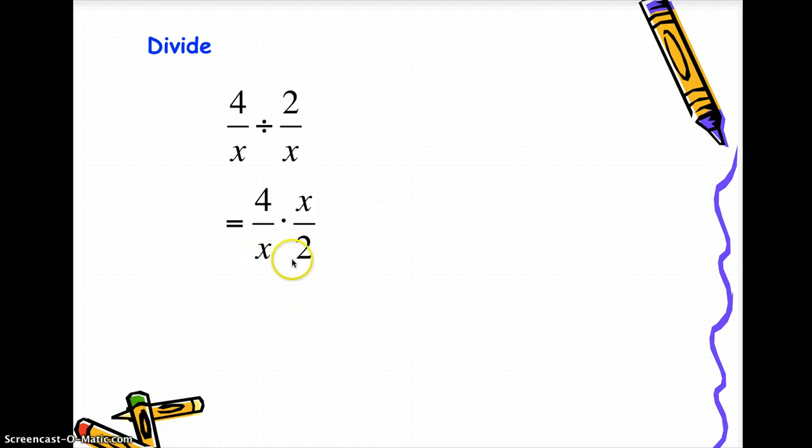Now let's multiply across, and after multiplying across, you can also see that you can cancel x and x because x divided by x is 1, and then you can also divide the numerator and denominator by a common number, which is 2, or a common factor. So you divide both numbers by 2, so 4 divided by 2 is 2 and 2 divided by 2 is 1. So your final answer is 2.